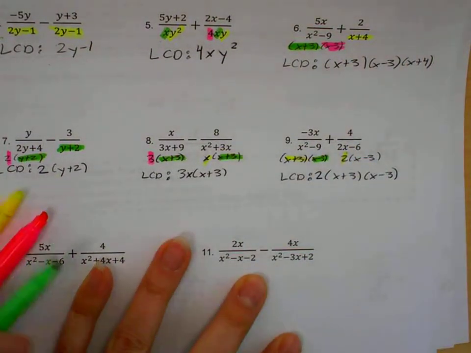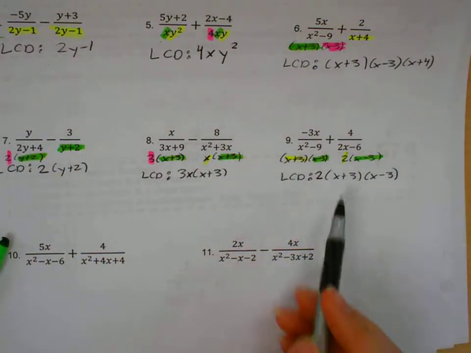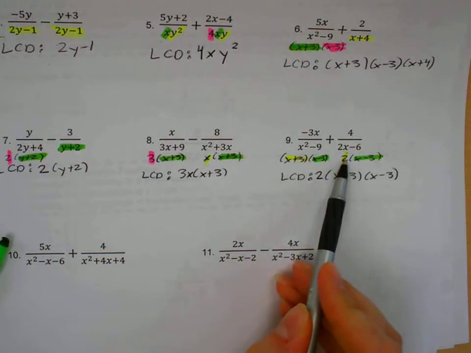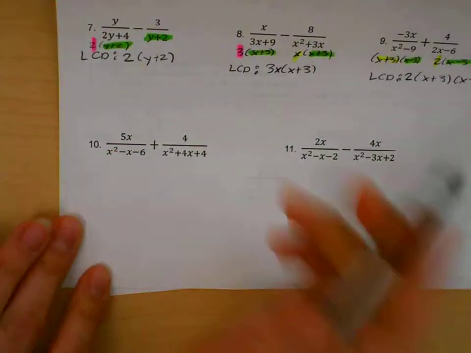But look, I'm back at x minus 3. I've already included it. I'm not going to include it again. So my least common denominator is the x plus 3, the x minus 3, and the 2. I don't want to write the x minus 3 again. I've already written it.